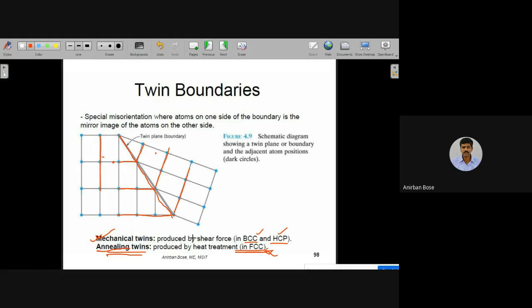What a slip system is and all that, I have not yet explained. That we will explain when we go to the mechanical properties again. So do not bother about that. But for the time being, you just know that twinning is a different process than the dislocation motion by which plastic deformation can take place. Okay.